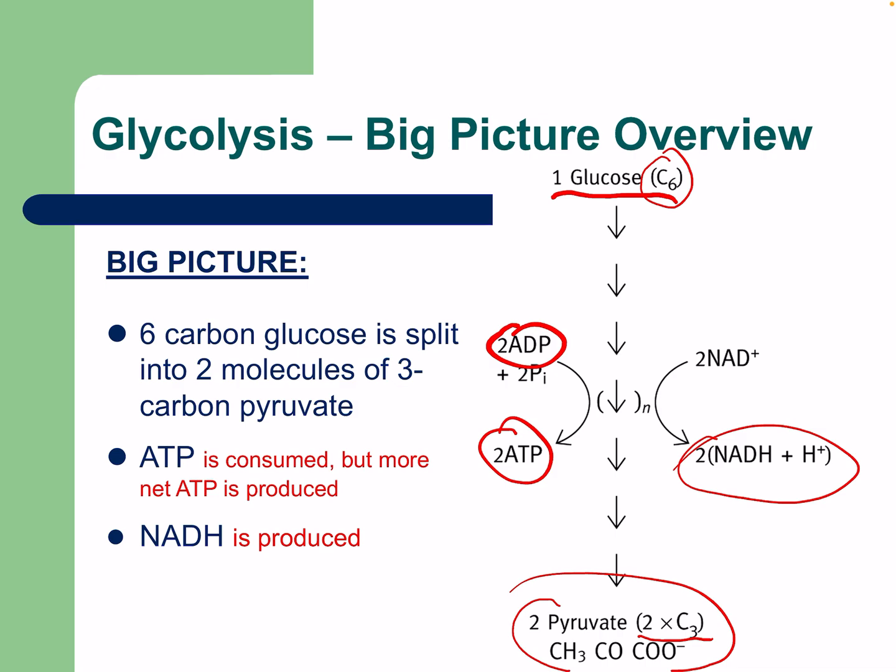So again, 6-carbon glucose is split into 2 molecules of 3-carbon pyruvate. ATP is consumed, but more ATP is produced. So we need some ATP to go into this in order to actually gain this ATP. And we also have NADH being produced.